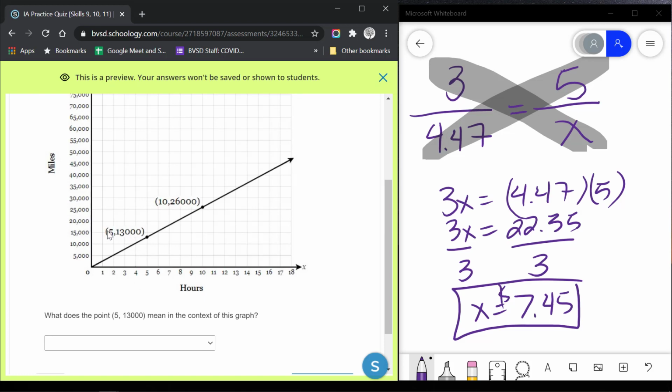The 0.5, 13,000. Well, the 5 is the x value, so that's hours. 13,000 is the miles, that's the y value. 5 hours, 13,000 miles. There we go.